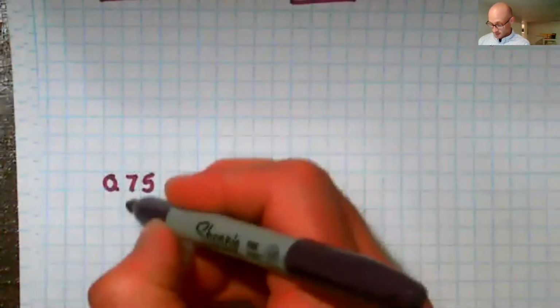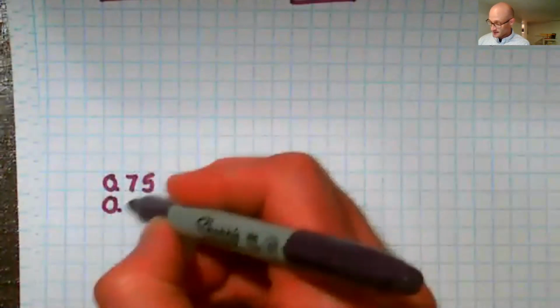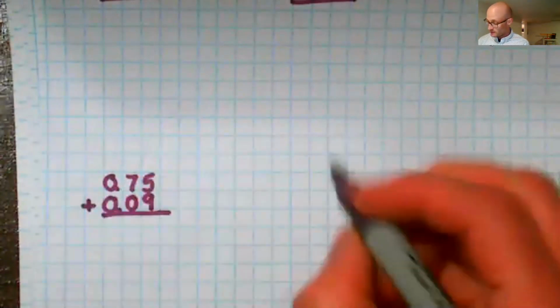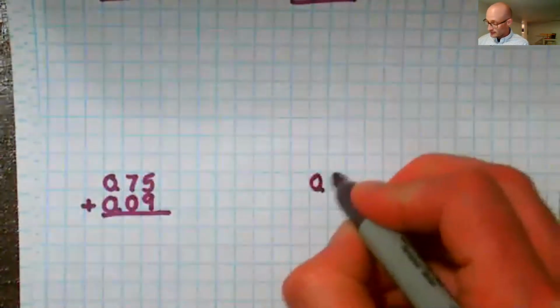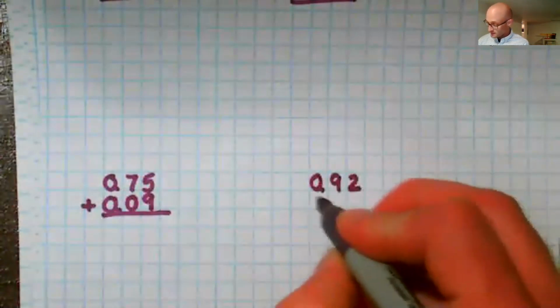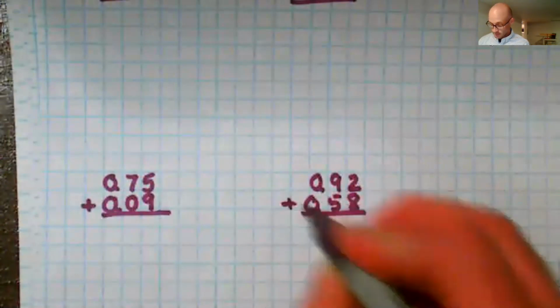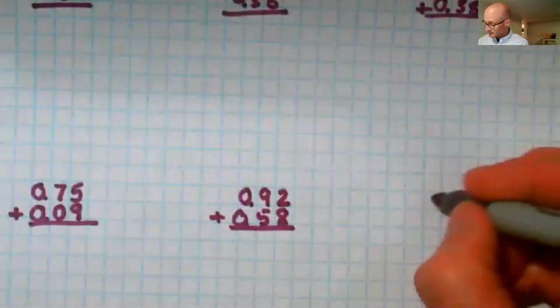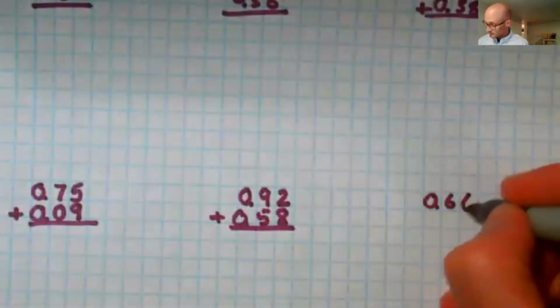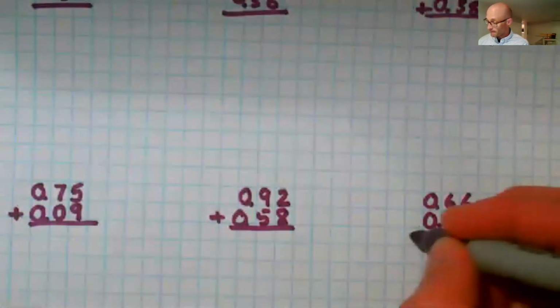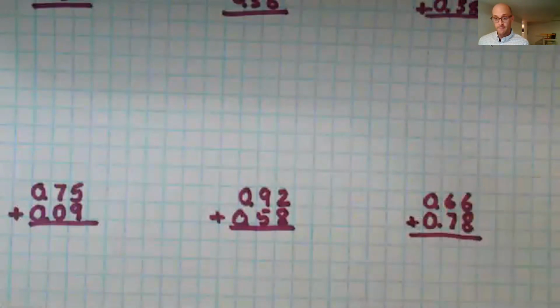75 cents and 9 cents, that's 0.09. One looks a little bit different than the others we've been doing. 0.92, 92 cents and 58 cents. And 66 cents and 78 cents. Okay, and those are the 9 problems that we're going to try today.